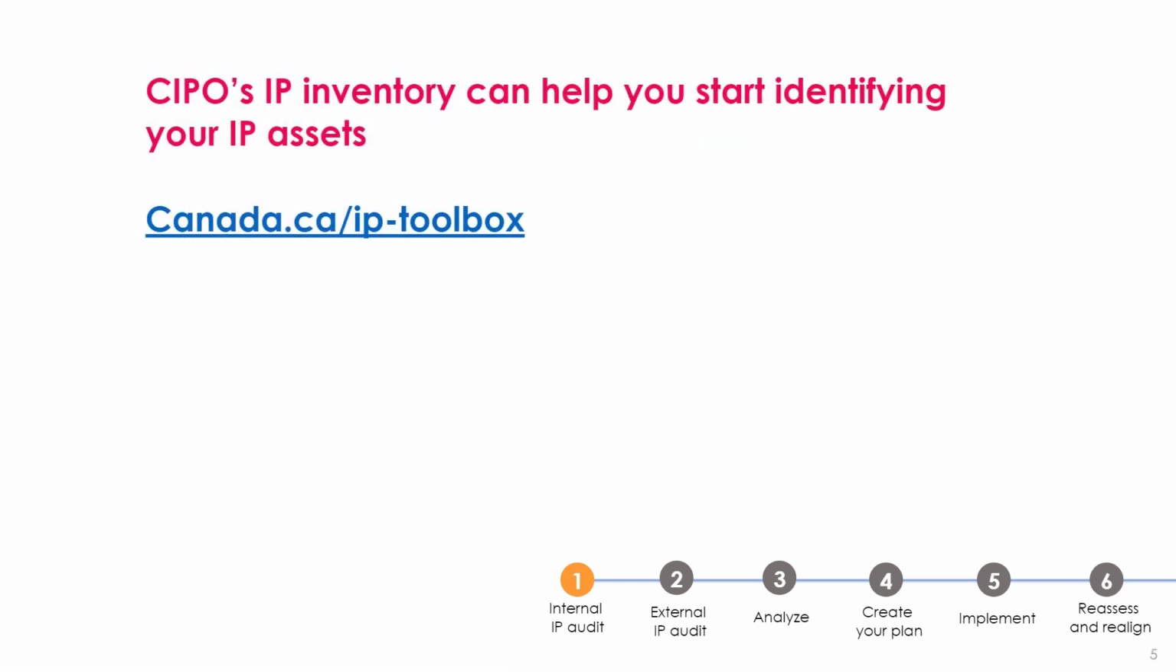If this is the first time you're taking a look at your own IP, I recommend that you take a look at our IP inventory checklist located in our IP toolbox. This is a free tool to help you start identifying your IP assets. It contains a list with intangible assets your business may have and which IP rights are most suited to protect them. You'll find it on canada.ca/IP-toolbox under the fact sheet section.